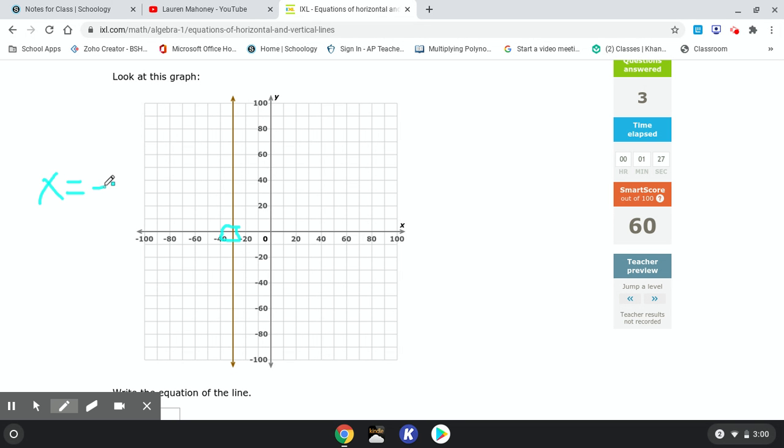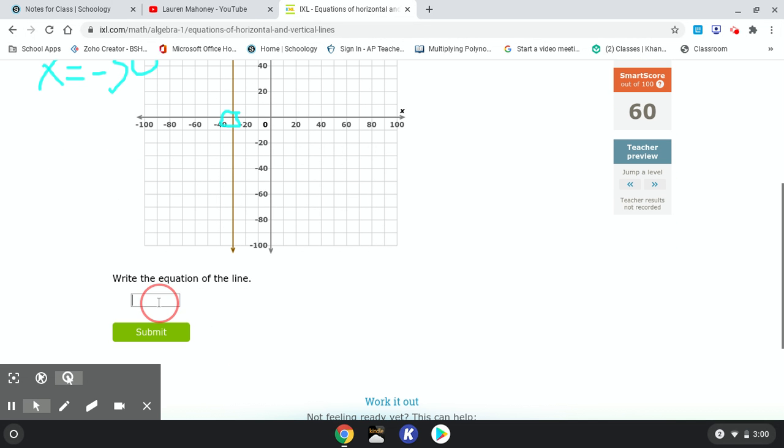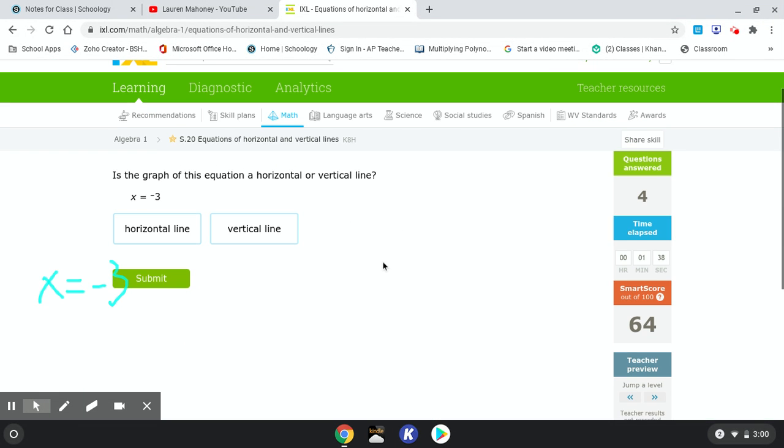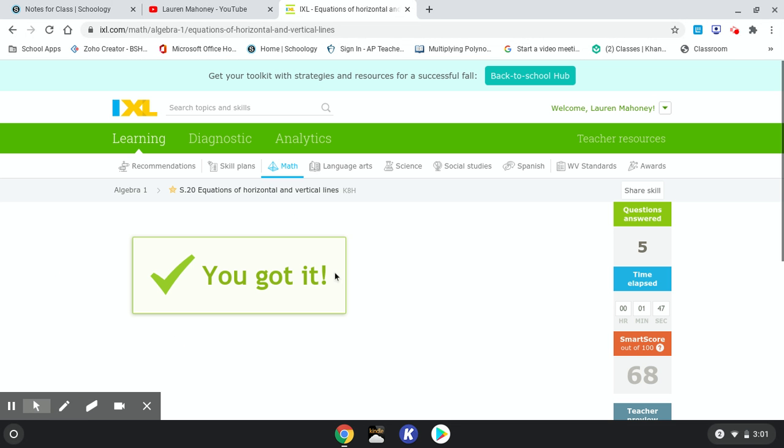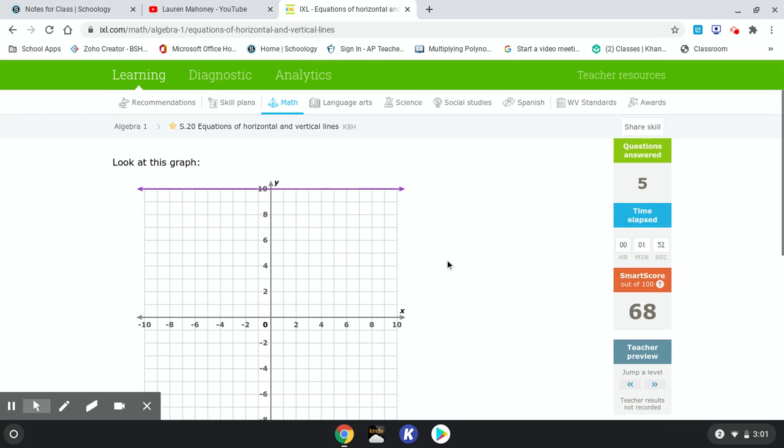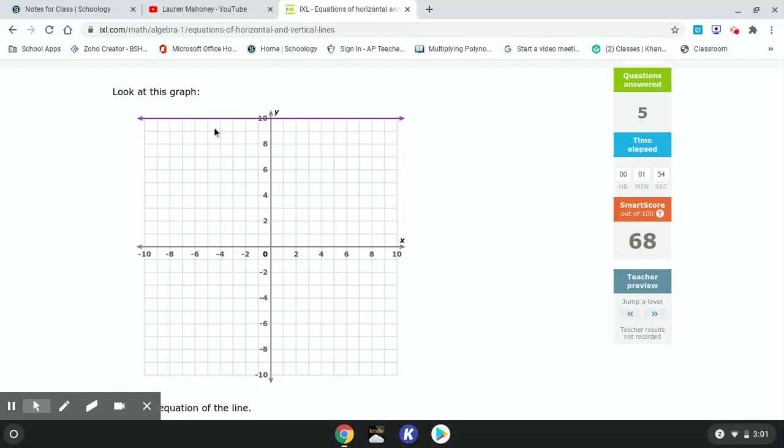The reason this might be a little more difficult is because each block represents 10 instead of 1, so you have to factor that into your answer. This is an x equals line, but the value that I'm crossing through here is negative 30. So I would have x equals negative 30. You have to put in the x equals, or it will not take your answer. You can't just type in the negative 30.